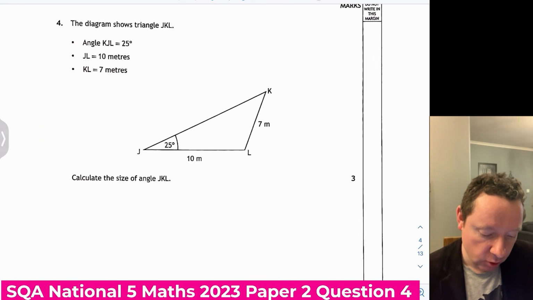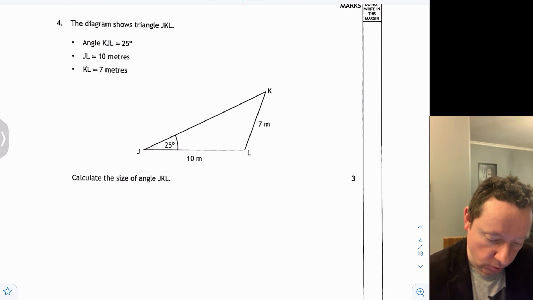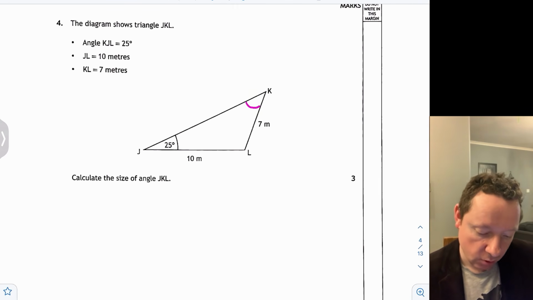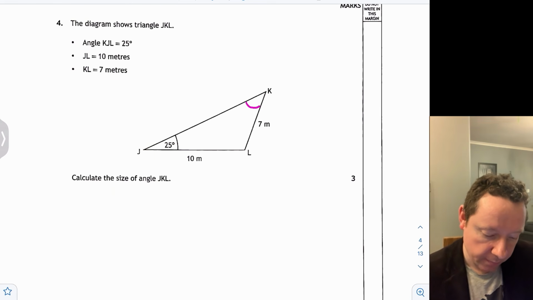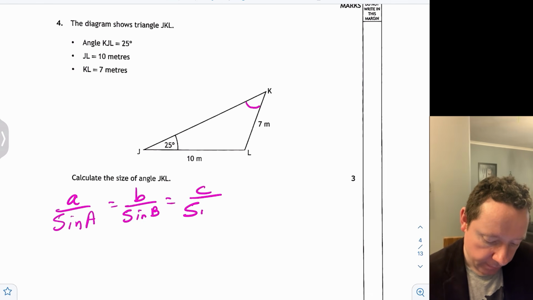SQA National 5 Maths 2023, Paper 2, Question 4. The diagram shows triangle JKL. It tells you angle KJL is 25. JL's 10, KL's 7, calculate the size of angle JKL. So JKL is up here, so it's this angle it wants. So it looks like this is a sine rule because you've got opposite, opposite, opposite, opposite. So I can say, just remember from the start of the exam paper, A over sine A is B over sine B is C over sine C.